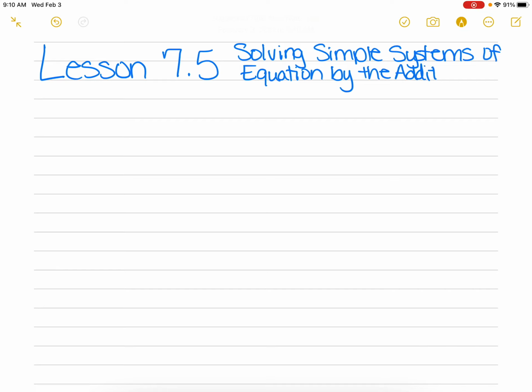Okay, so we've learned two other types so far. So this is our third type to learn. We've learned graphing and we've learned substitution. And today we're going to learn how to do it with adding.